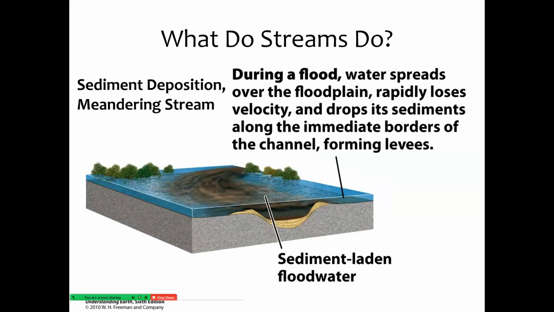During a flood, though, most of the time, the water can spread over the floodplain, it can escape the channel because there's so much of it. And when it does so, it's going to drop its sediments along the immediate borders of the channel, forming these levees here. So levees are those natural dams to the river flow that lie along the channel and keep it confined during minor floods. During the major floods, though, the water can leave and actually deposit new sediment on top of those natural levees.